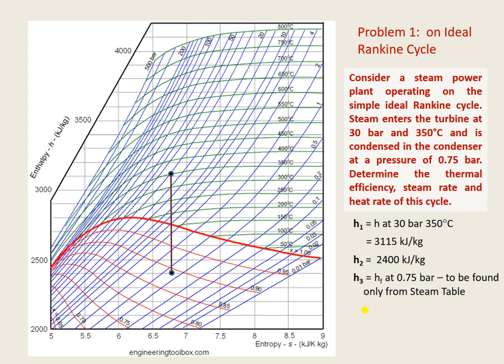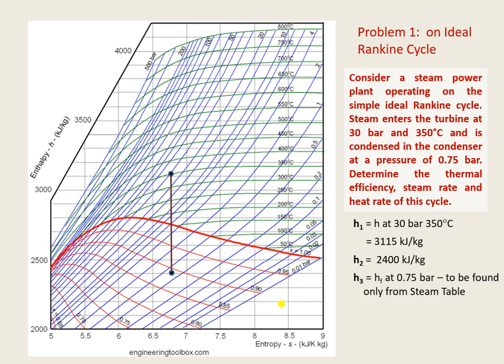H4 is H3 plus pump work. For that we already know the procedure, earlier we have done. H4 is H3 plus vf into P1 minus P2. That we have already done. So for solving this problem, what you need is only H1, H2, H3 taken from steam table. So I am not solving the problem fully. This is already solved. How to find out enthalpies using Mollier chart only is shown. So with this we complete usage of Mollier chart for problem 1.